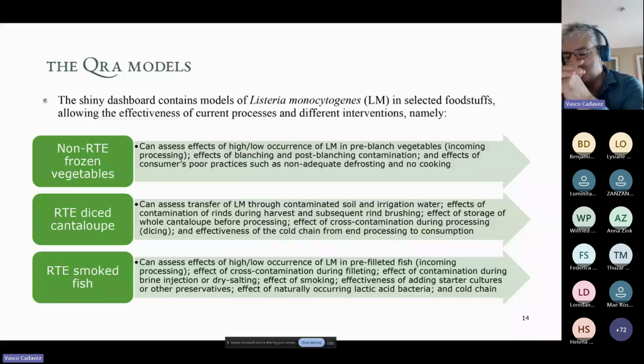Okay, so for example, the frozen vegetables are intended to be eaten cooked, but some people can eat these vegetables without cooking, so this can be a problem.